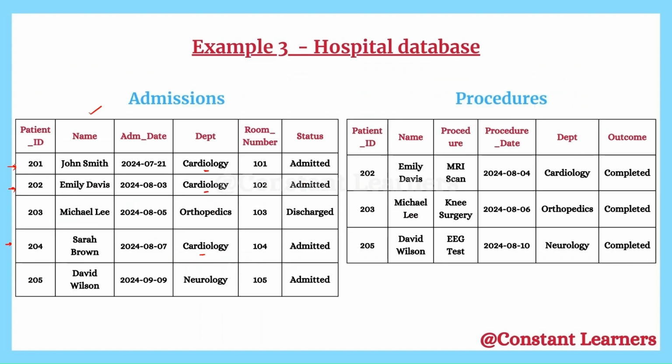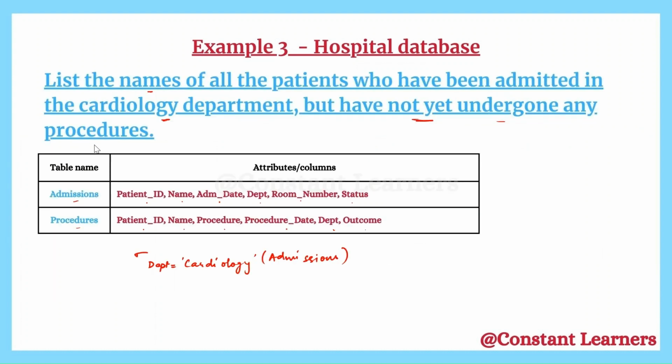Now, do we need the entire rows here? No. We just need the name column, right? And when we need the column, we use the projection operation. So here, furthermore, we are going to add pi and we need the name. All right. So this will select all the patients who are in the cardiology department in the admissions table, and this will give us only the names of those patients. All right. From this, we need to remove all the patients who have undergone the procedure. We need the names of the patients who have not yet undergone any procedure.